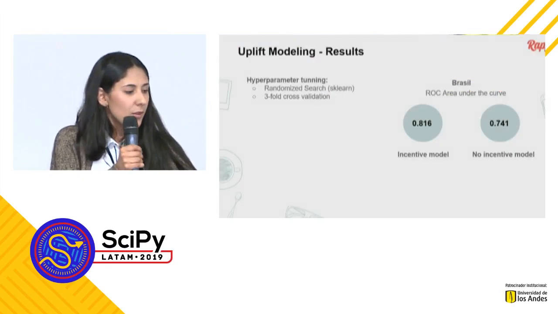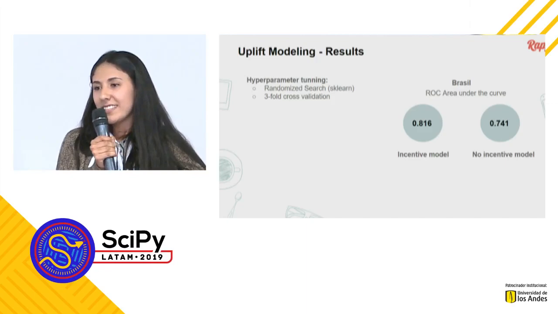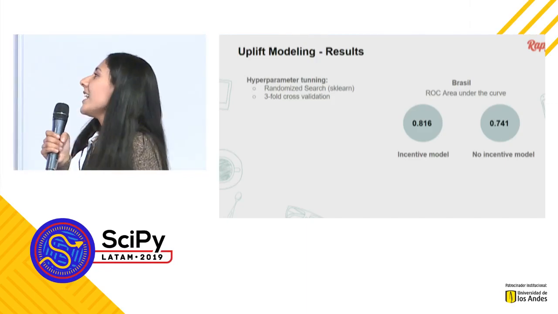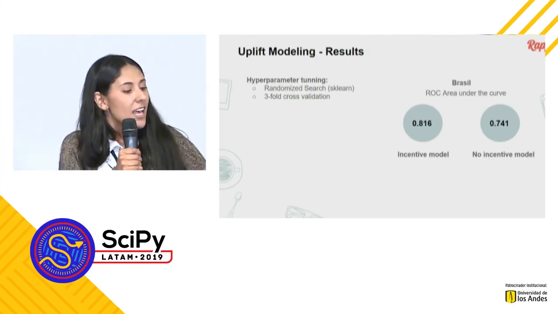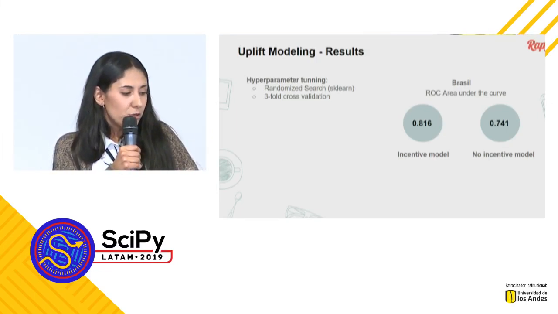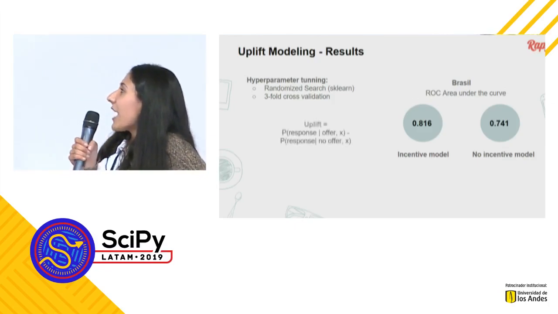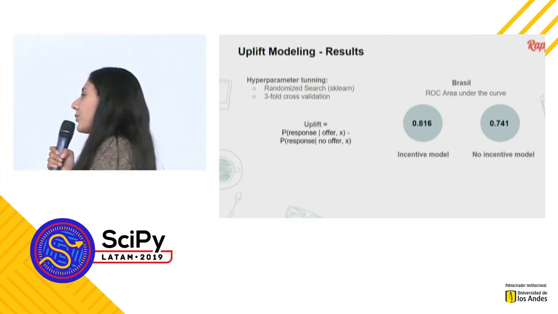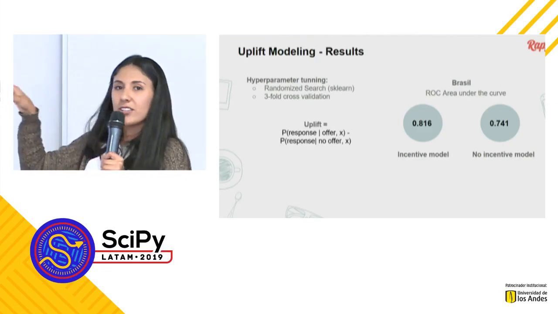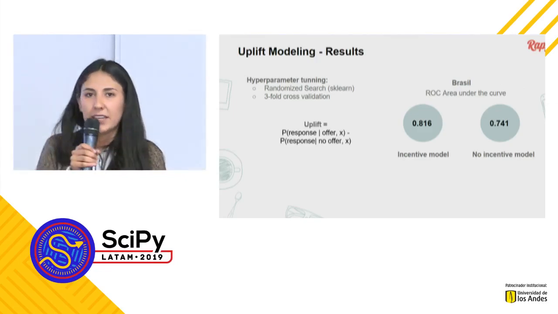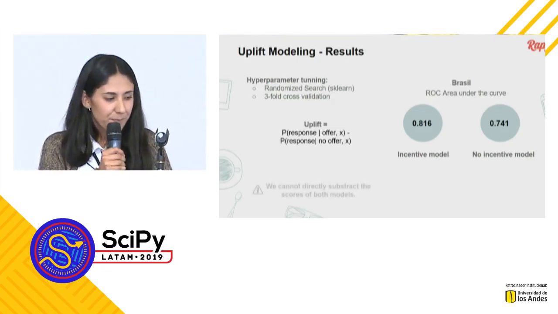And this is an example of Brazil. We implemented this methodology in 7 countries. So in Brazil, these were the results of the ROC area. It was 0.82 for the incentive model and 0.74 for the no incentive model. And after having these two models, what we had to do was to calculate the uplift, that is the subtraction of the probability of response given the offer minus the probability of response given that the offer was not given.